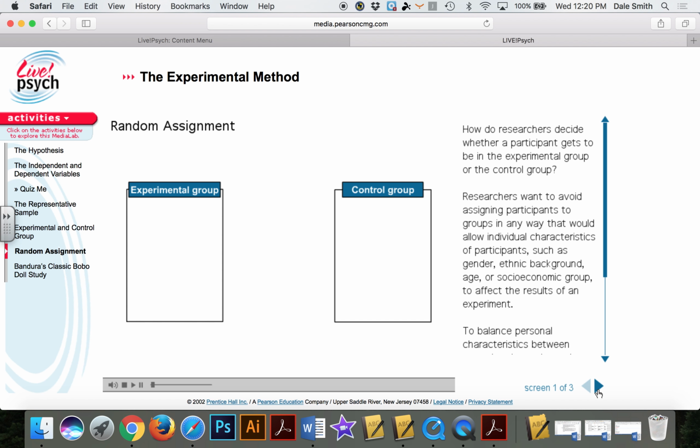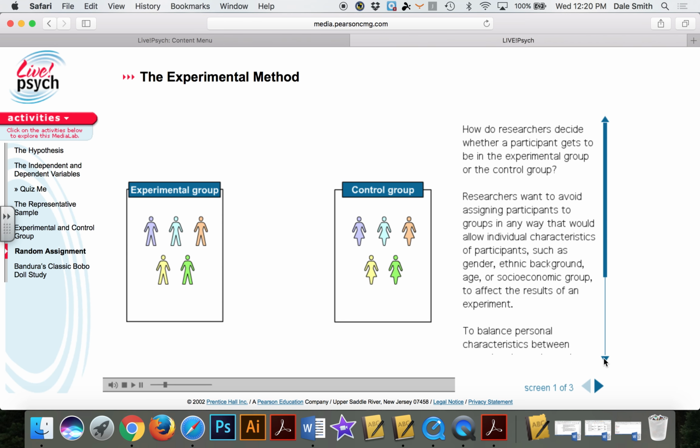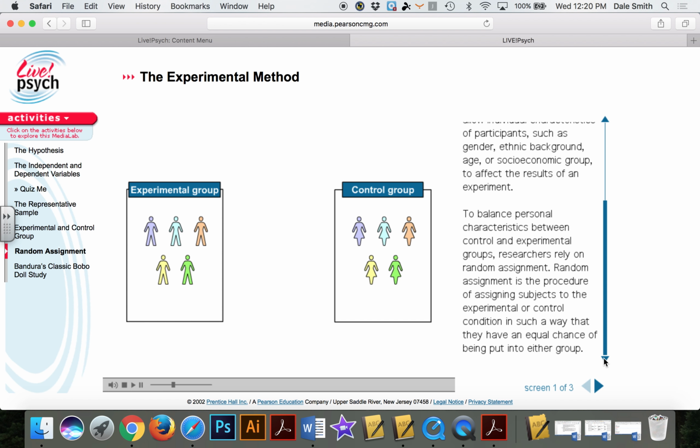How do researchers decide whether a participant gets to be in the experimental group or the control group? Researchers want to avoid assigning participants to groups in any way that would allow individual characteristics of participants, such as gender, ethnic background, age, or socioeconomic group, to affect the results of an experiment. To balance personal characteristics between control and experimental groups, researchers rely on random assignment. Random assignment is the procedure of assigning subjects to the experimental or control condition in such a way that they have an equal chance of being put into either group.